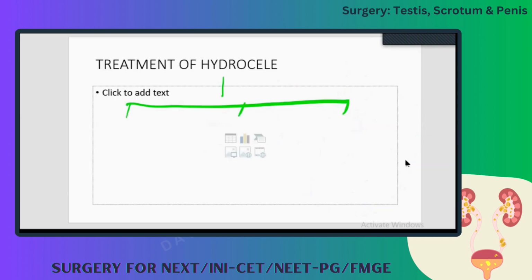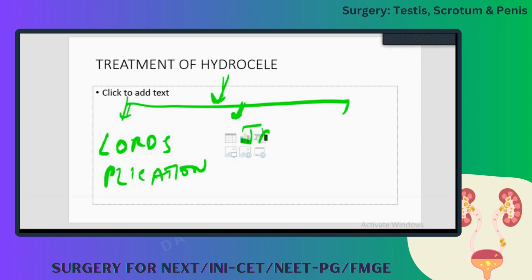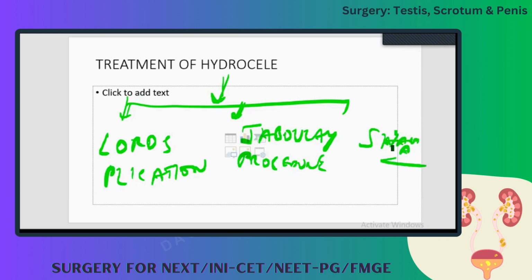The treatment of hydrocele. What is the treatment of hydrocele? Lord's plication of sac, Jaboulay's procedure, excision of sac, Sharma's excision. There are 3 procedures only.